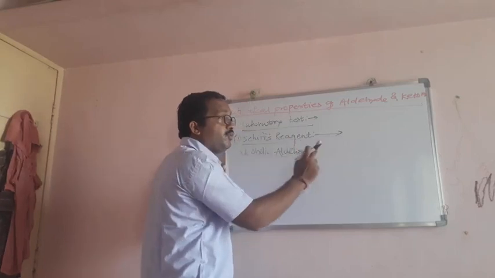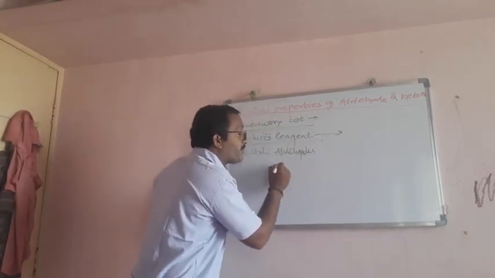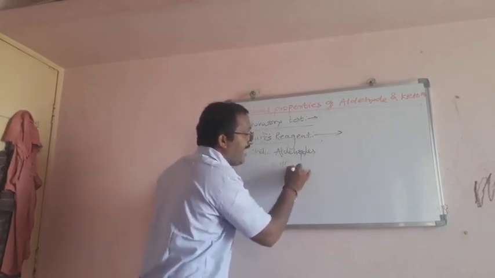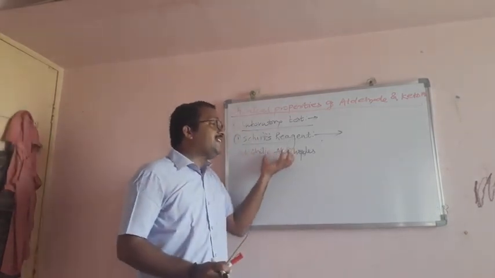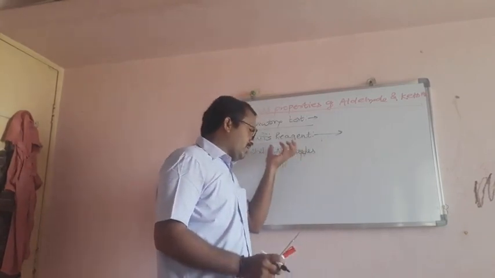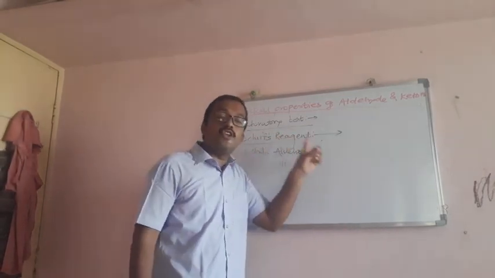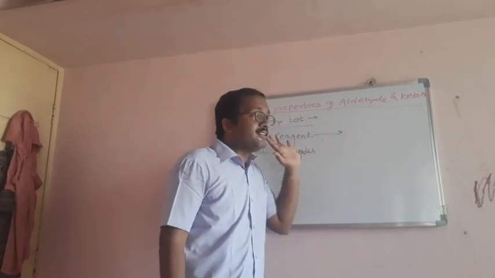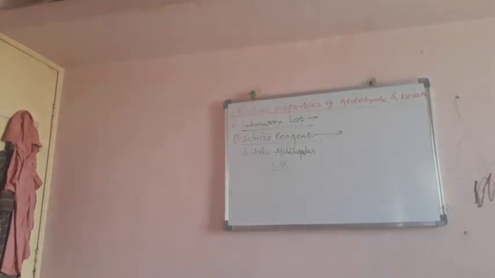At that time you understand that aldehydes are present in that compound. When Schiff's reagent is added to the alcoholic aldehyde, it gives a pink or magenta color, which indicates the presence of the aldehydic functional group.